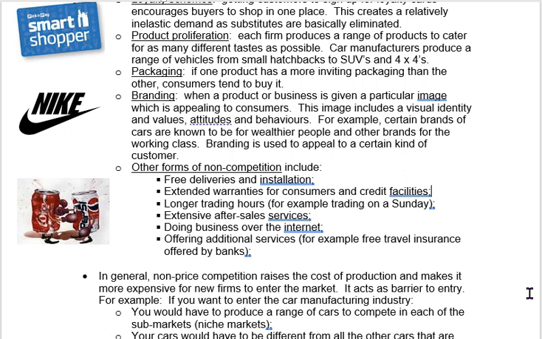Same with credit facilities. If one store offers a credit facility and the other one does not, obviously during the times of the month when your money's finished and you don't have any more and you still need to buy stuff, you are going to prefer to go and shop at the place where you've got credit. The guy that gives you credit, that is where you're going to go because the other guy is not offering you the same thing. Okay, longer trading hours also.